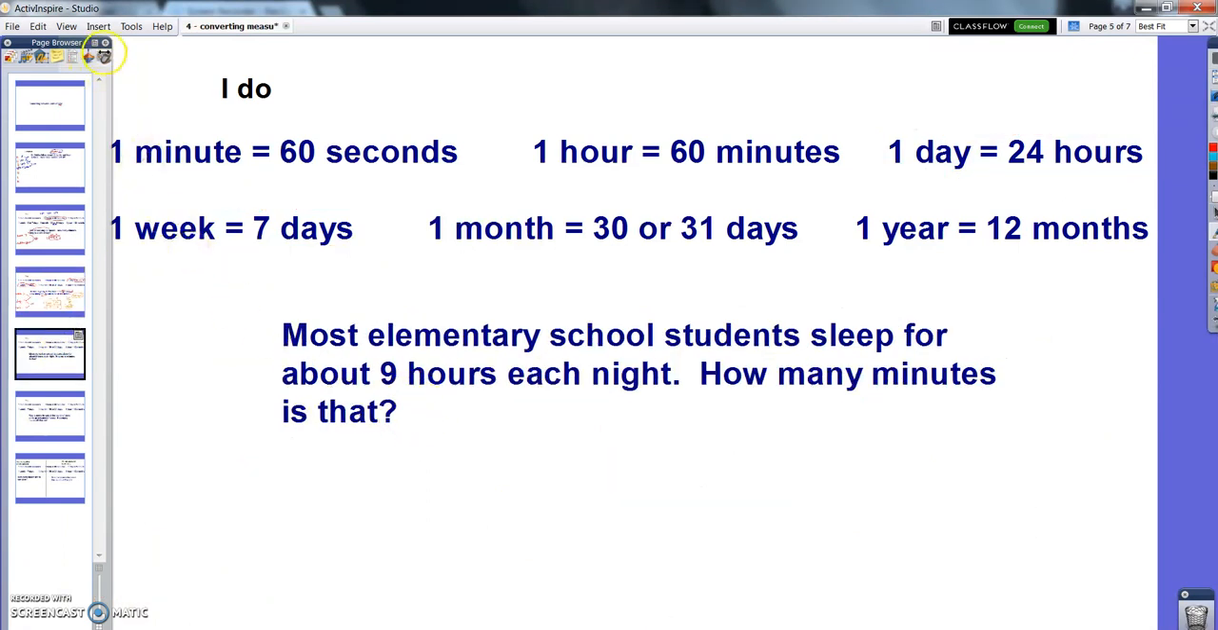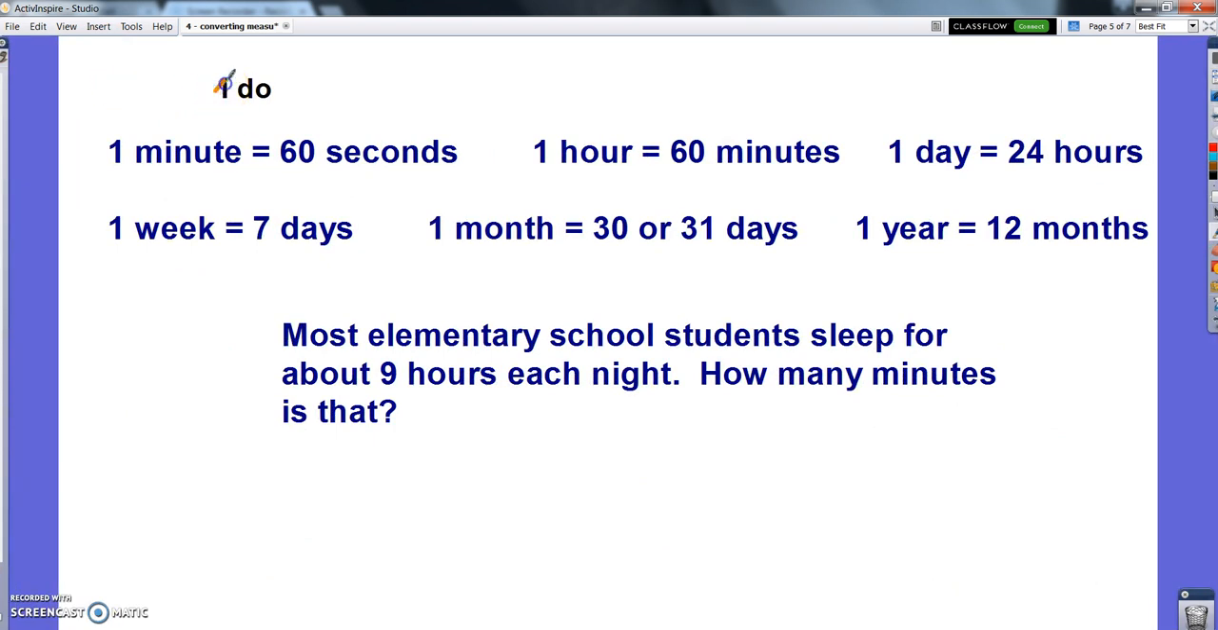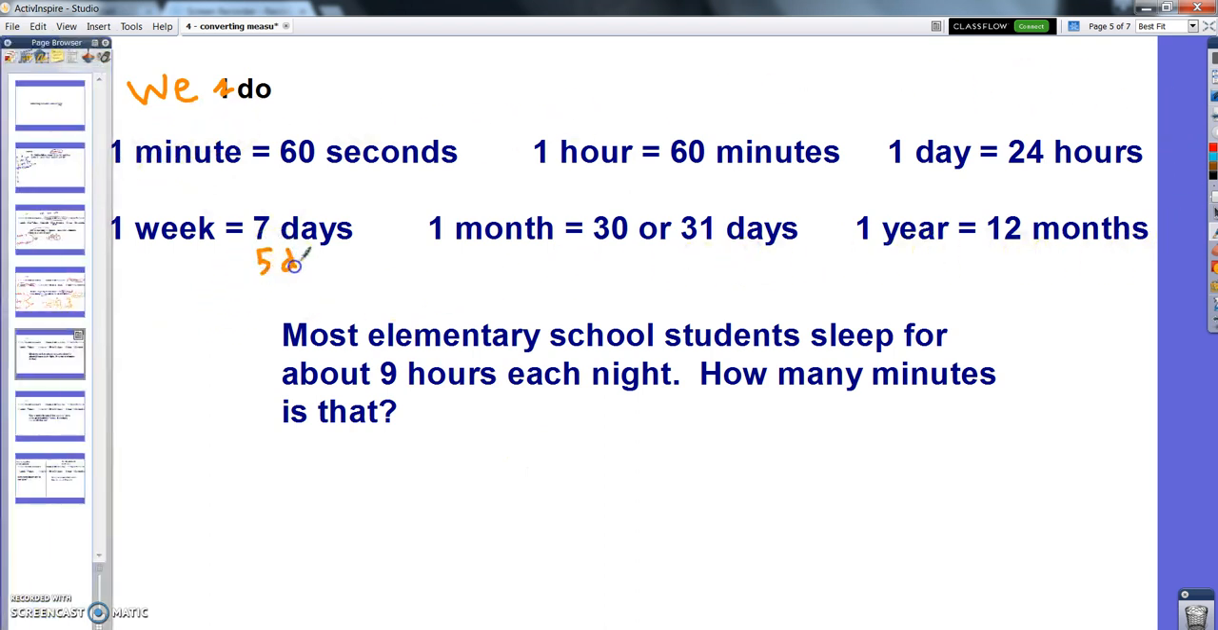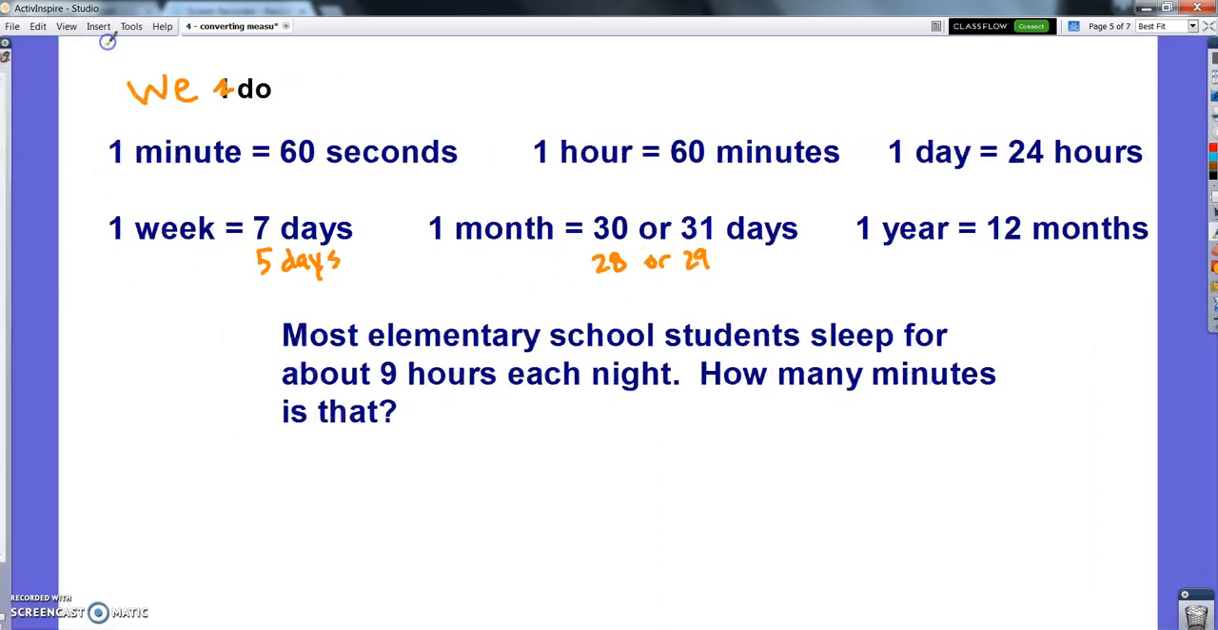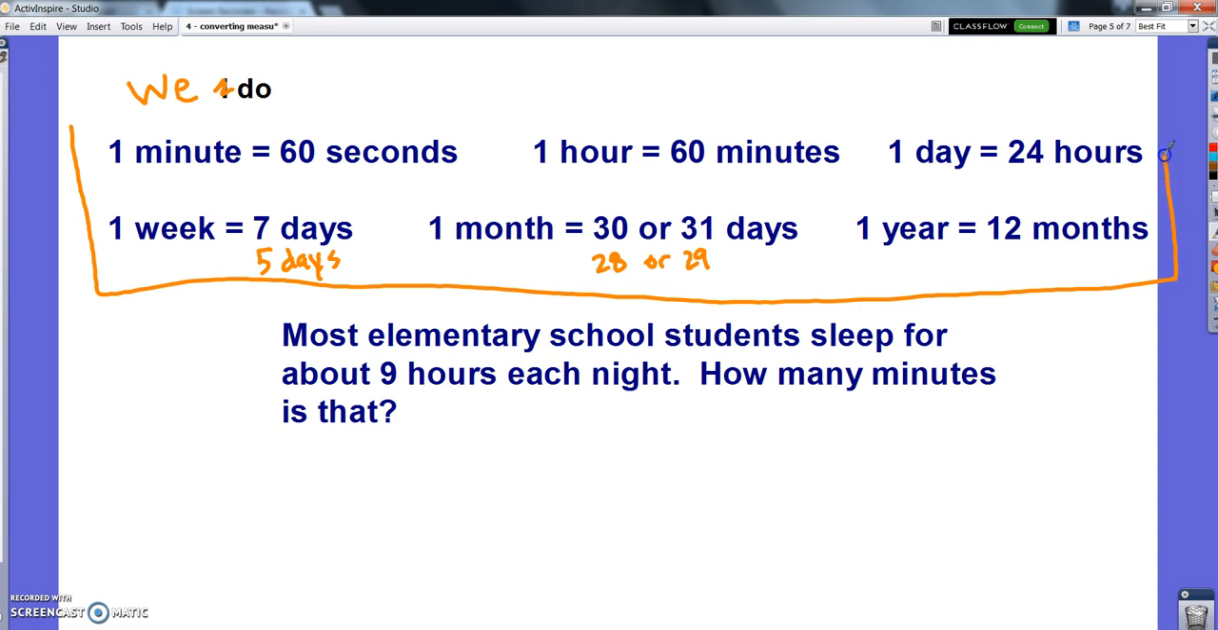So first thing I want you to do on the we do is write down some of these common units here. A week could also be 5 days, depending on what you're talking about. A month can also be 28 or 29 days, depends on the month. And so all these are common conversions here at the top that I want you to know. Not so much memorize, but just be familiar with them. All right.